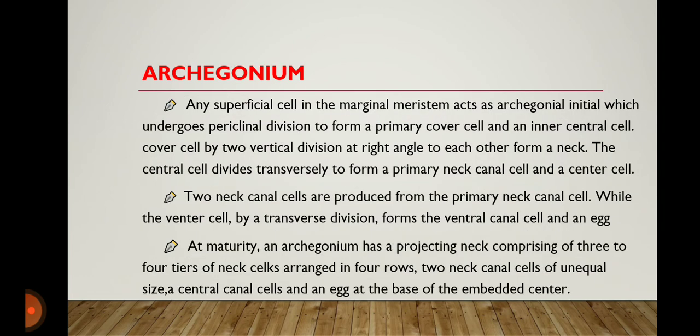Archegonium. Any superficial cell in the marginal meristem acts as an archegonial initial, which undergoes periclinal division to form a primary cover cell and an inner central cell. The cover cell, by two vertical divisions at right angles to each other, forms the neck. The central cell divides transversely to form a primary neck canal cell and a ventral cell. Two neck canal cells are produced from the primary neck canal cell, while the ventral cell by a transverse division forms the ventral canal cell and an egg. At maturity, an archegonium has a projecting neck comprising 3 to 4 tiers of neck cells arranged in 4 rows, two neck canal cells of unequal size, a ventral canal cell and an egg at the base of the embedded venter.